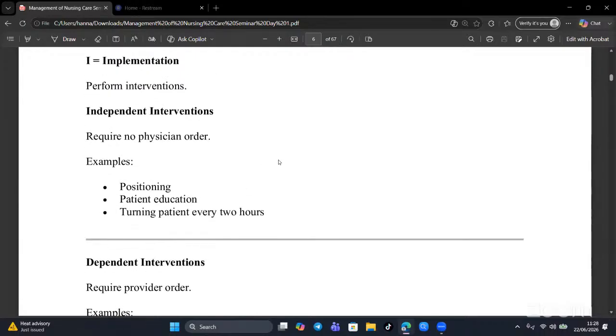Under implementation, we've got the dependent and independent interventions or implementations. Okay. We say dependent or independent. Yes, some of the interventions, the doctor must give an order before the nurse intervenes. That is why the nurse is depending on the doctor to know what to do next. We call that one dependent interventions.